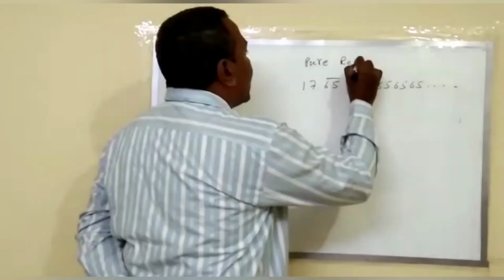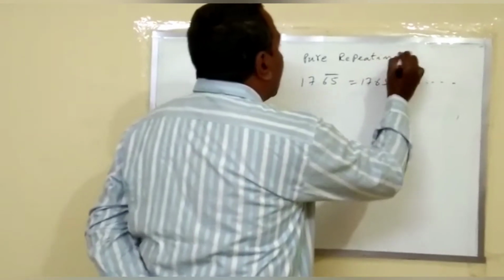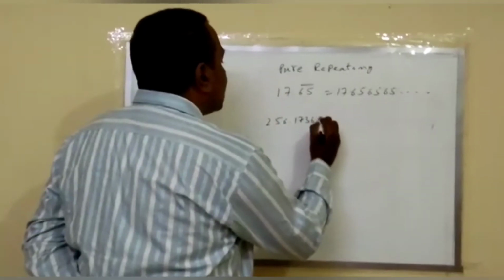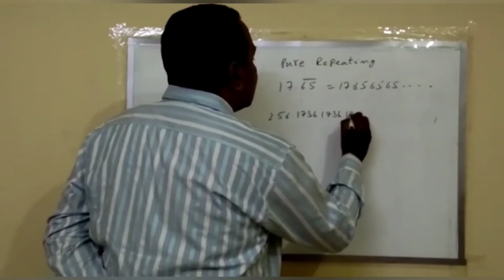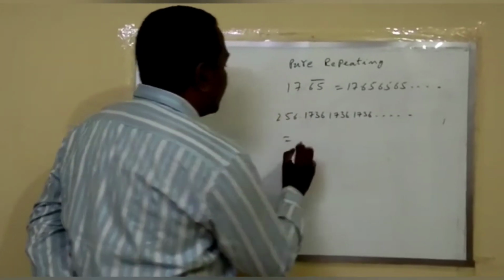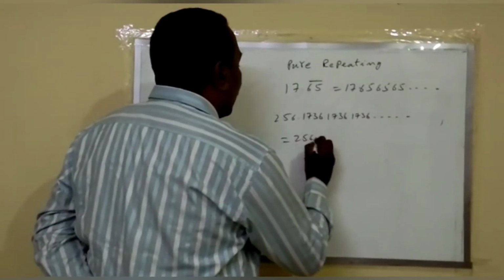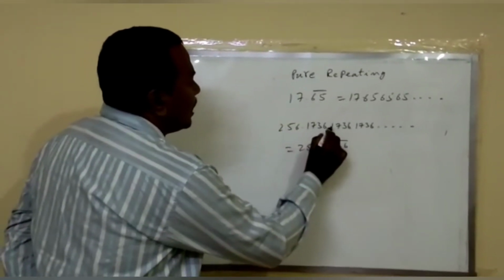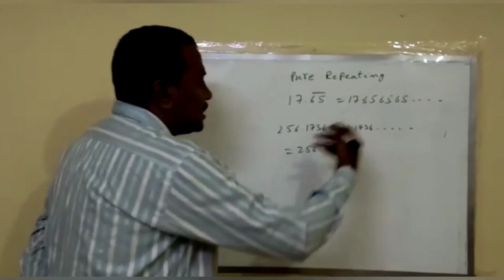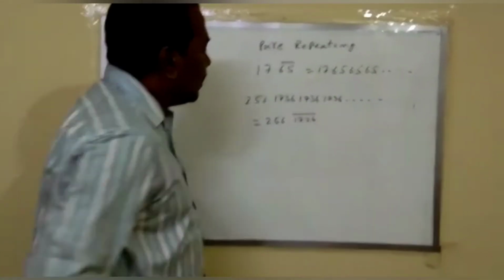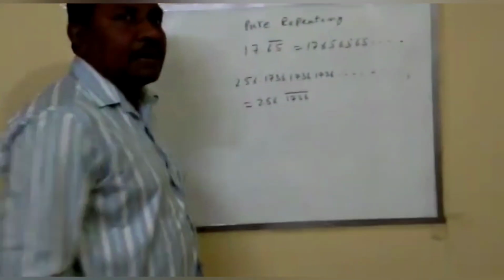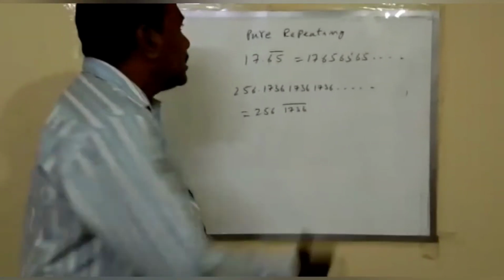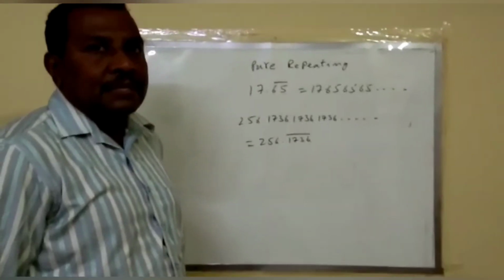So this type of non-terminating repeating decimal is called pure repeating. You can take another example. 256.1736, 1736, 1736, and so on. Write in short: 256.1736 bar. 1736, again 1736, is repeated continuously. So I can write it as 256.1736 bar, because after the decimal point all the digits have a bar. Such decimals are called pure repeating decimals.